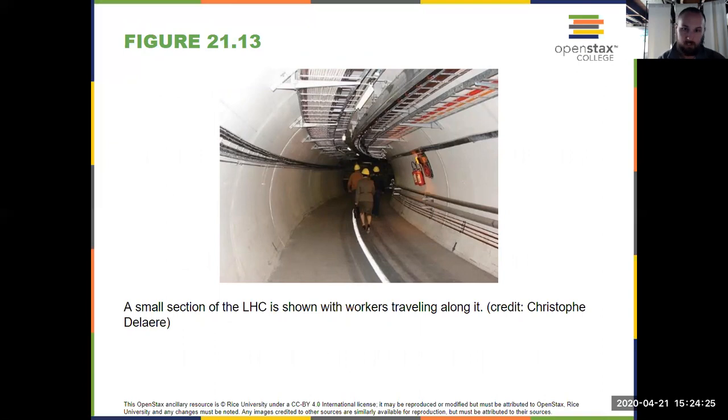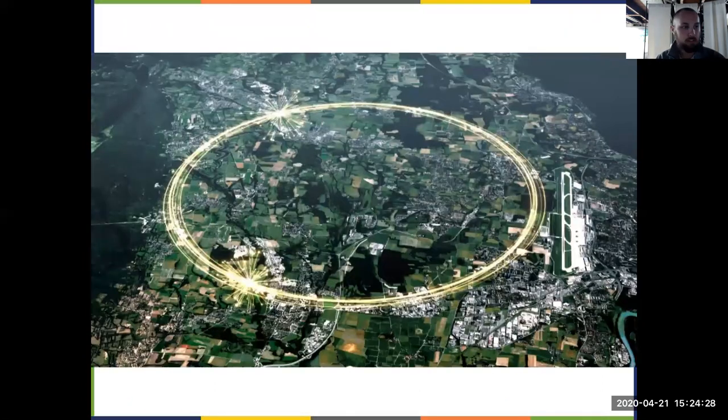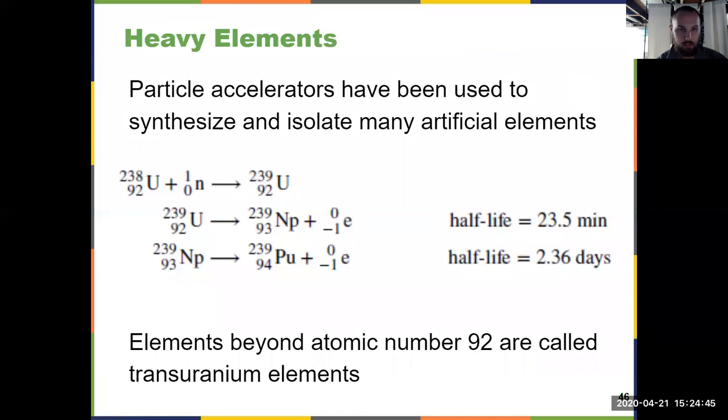Here you see a glimpse inside the tunnel. Here's a bird's eye view of where that tunnel is underground, okay, and it's crazy large. In circumference, just shy of 17 miles, okay, to get those speeds necessary. So what are these things used for? What types of reactions do we see there? Well, those particle accelerators, like the LHC, have been used to synthesize and isolate a bunch of artificial elements, everything at the back end of the periodic table.